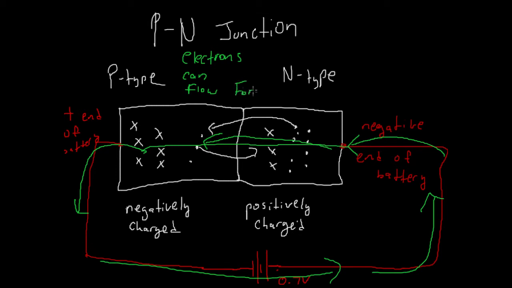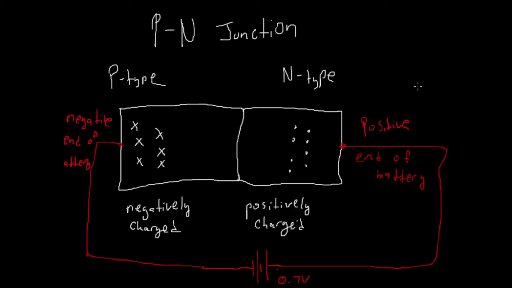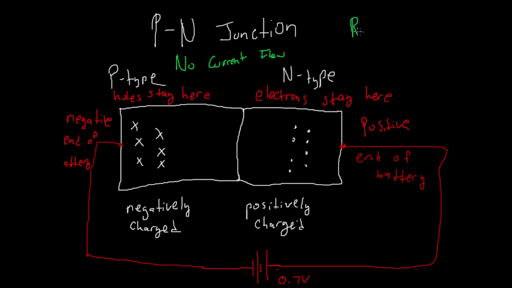But what if we hook up the battery the other way around? If we hook up the battery the other way, the negative electrode connected to the P-type material and the positive electrode connected to the N-type material, then it is called reverse bias. The electrons from the battery will have no reason to enter the P-type material because all of the electrons are already there, so current will never flow this way.